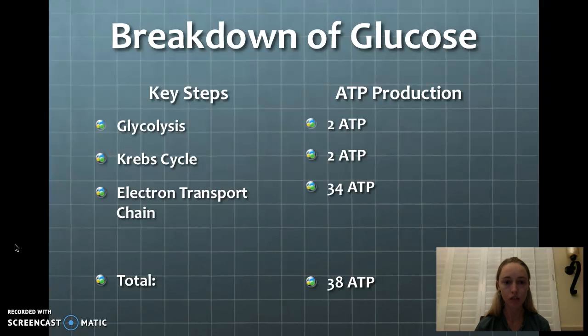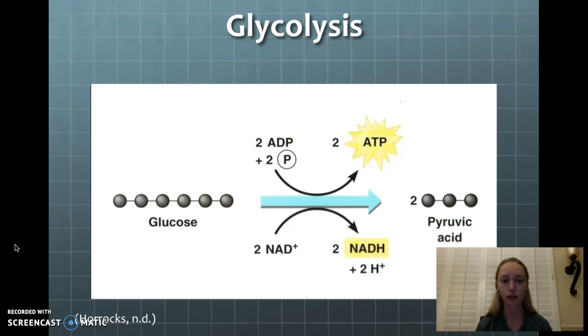It can be broken into three key steps, and I have here outlined the net ATP production for each of those steps. So we're just going to dive right in. The first step is glycolysis. You start out obviously with one molecule of glucose.